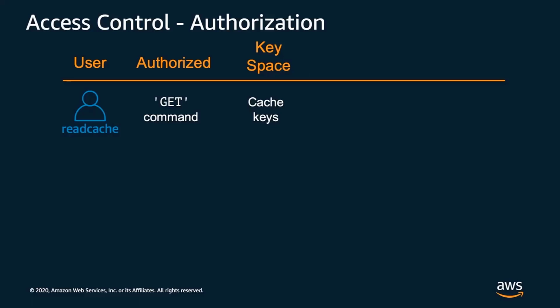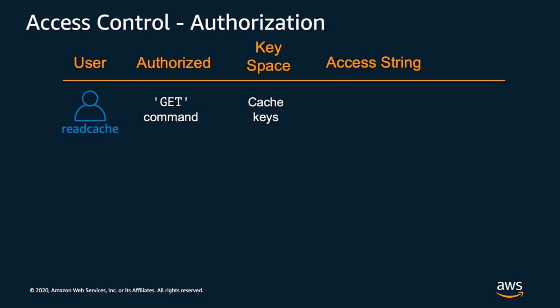Now we need to define the specific access string for the read cache user. The access string is something we provide to ElastiCache that controls three things. The first is if the user is enabled or not, and if we are going to allow them to log in. The second is what commands this user can run, and the third is what keys they can access. This is a string you'll provide in the ElastiCache console, the AWS CLI, or even the ElastiCache API.